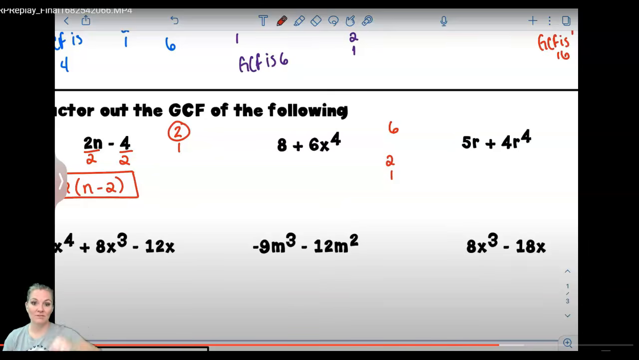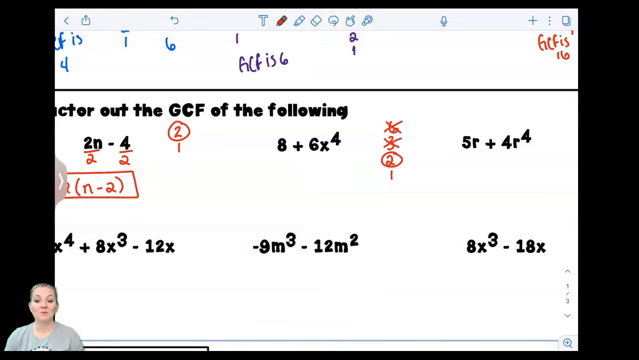So I'm going to do my little GCF with the 6. The things that make 6 are 6 and 1, 3 and 2. Starting at the top, 6 won't go into 8, 3 won't go into 8, 2 will. So 2 is my GCF. Divide both terms by 2.